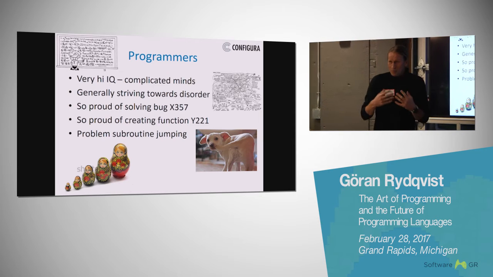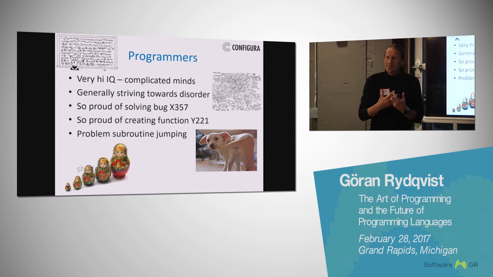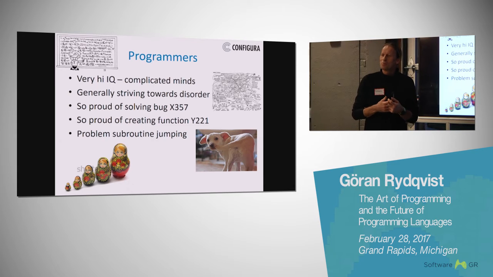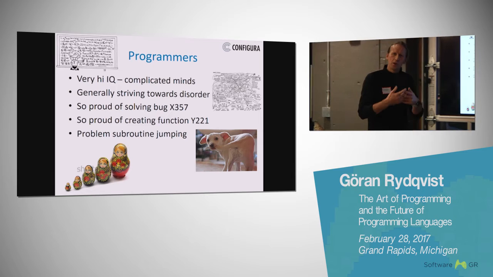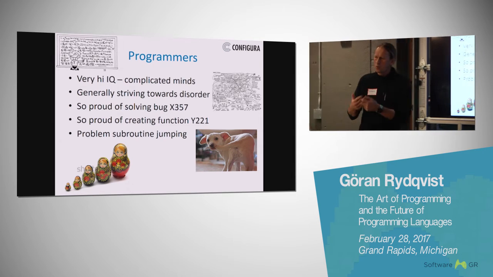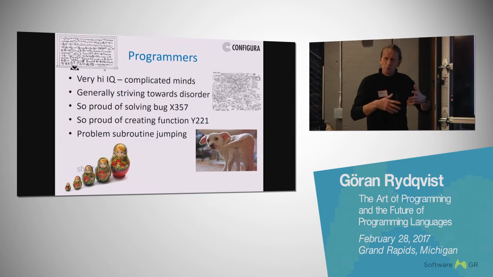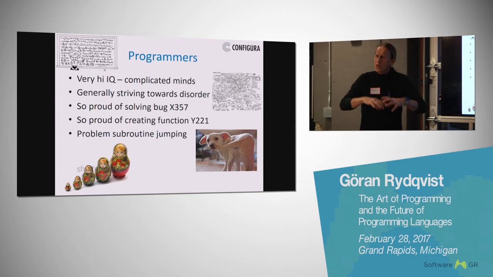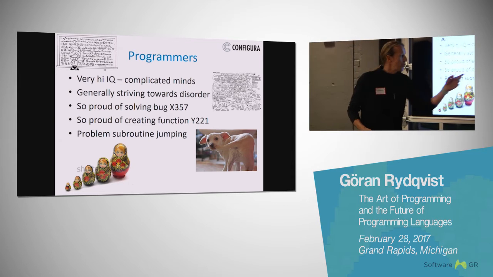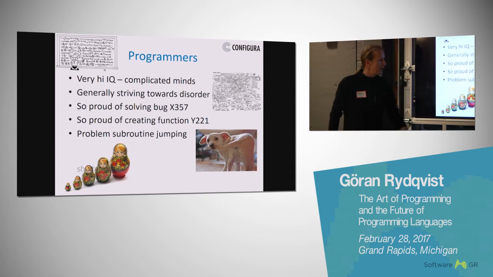Well, this means that with these very smart minds, they're also very good at taking in complexity. And the consequence is hard to understand when it gets complex. So it easily just boils out and becomes very complicated. And then in the end, when you've created this complex mess, you're very proud when you solve this strange bug or when you create an even stranger function up there.